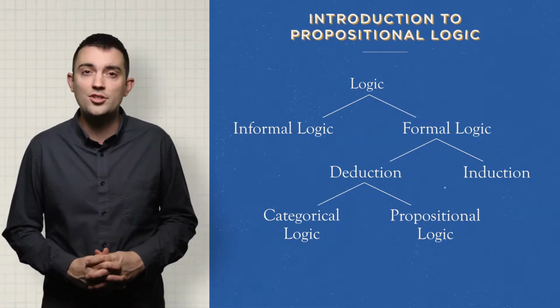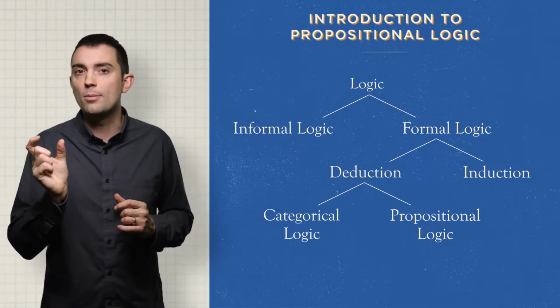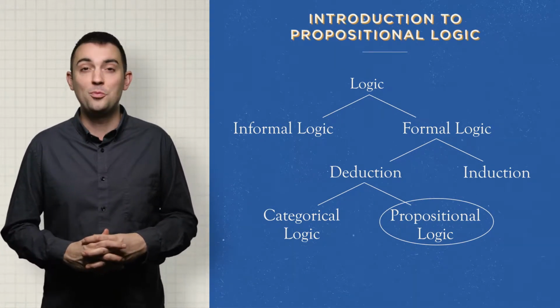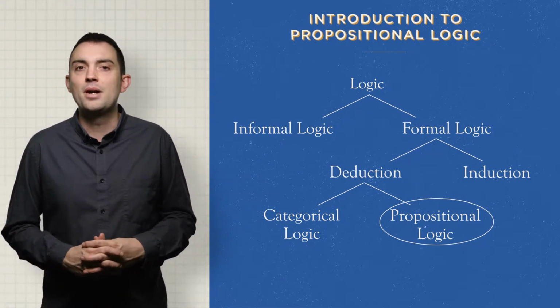For categorical logic, the basic unit of thought is the term, or the category. When you abbreviated statements, you shortened subjects and predicates down to terms. For syllogisms, it was the major term, the minor term, or the middle term. But that's for categorical logic. In propositional logic, the basic unit of thought is the proposition. Let's see what we mean by that.